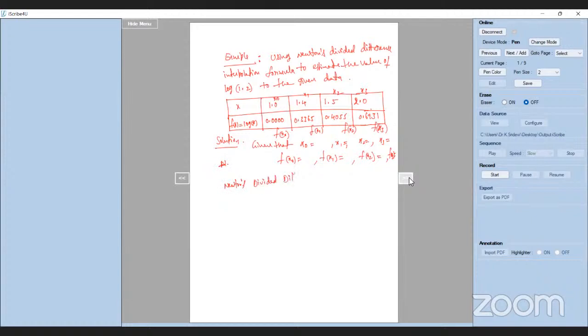Now, Newton's divided difference interpolation formula is f of x is equal to f of x0 plus x minus x0 into f of x0, x1, plus x minus x0 into x minus x1 into f of x0, x1, x2, plus x minus x0, x minus x1, x minus x2 into f of x0, x1, x2, x3.